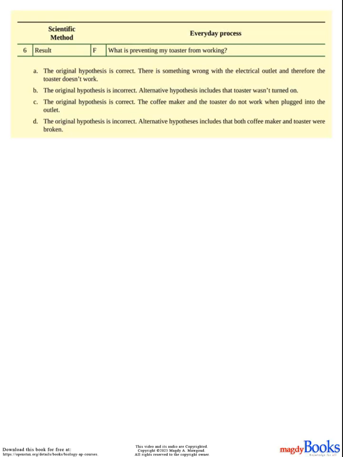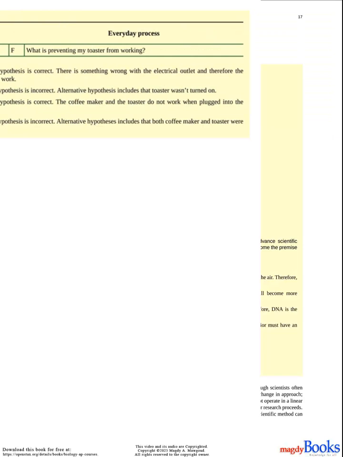A. The original hypothesis is correct. There is something wrong with the electrical outlet and therefore the toaster doesn't work. B. The original hypothesis is incorrect. Alternative hypothesis includes that the toaster wasn't turned on. C. The original hypothesis is correct. The coffee maker and the toaster do not work when plugged into the outlet. D. The original hypothesis is incorrect. Alternative hypotheses include that both the coffee maker and toaster were broken.